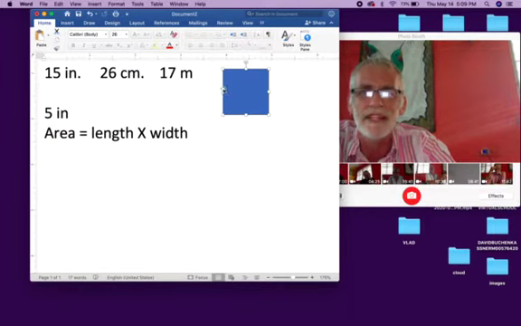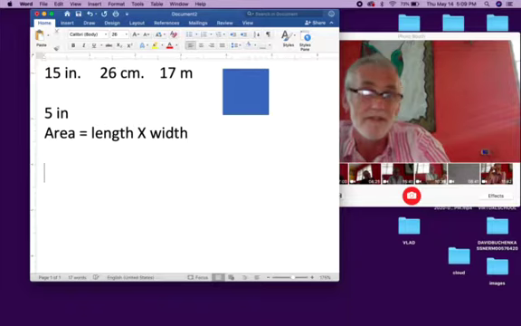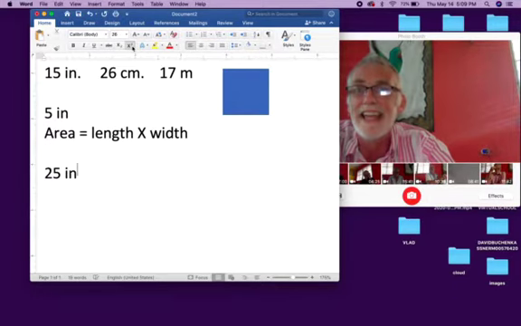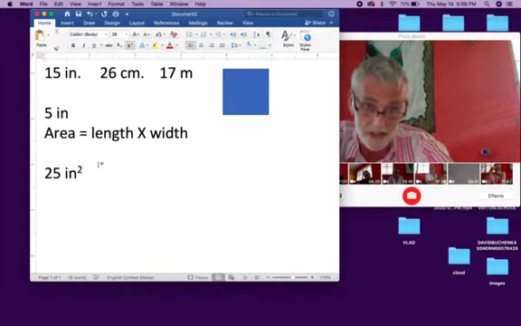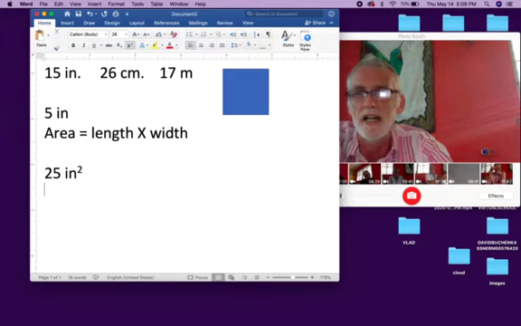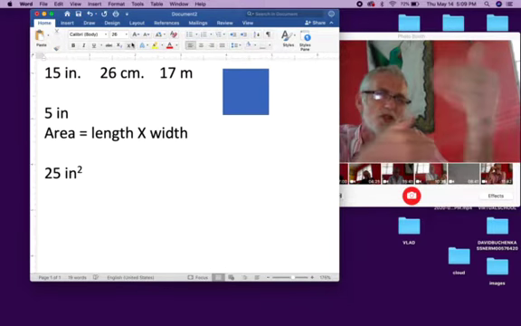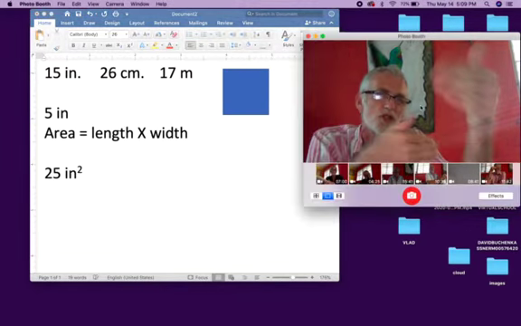This square has the length is 5, and that's 5. So I'm going to multiply 5 times 5, right? 5 times 5 is 25. But I'm not going to write inches because I'm measuring area. I'm going to say it is square inches because it measures area. In your house, how big is your house? My house is 500 square feet. It means how much room there is.